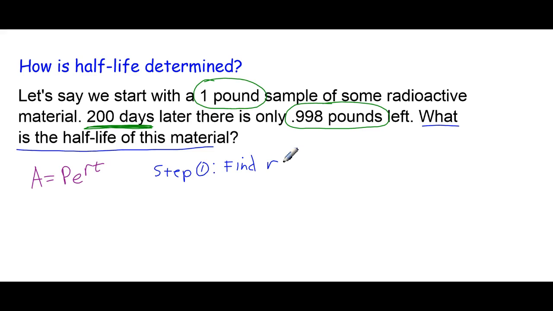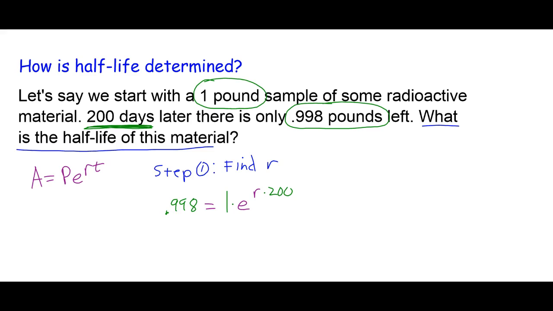Take our formula, plug in all the numbers we know. We've got A = Pe^(rt). Well, P was 1 pound. T was 200 days. And A, remember A is the final amount, that's the 0.998. So if we plug in all the information we were given about this radioactive substance, whatever it is, we would be producing this equation here. And then we solve this for R.